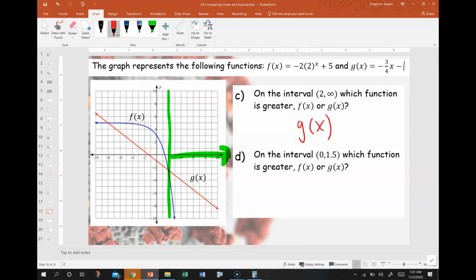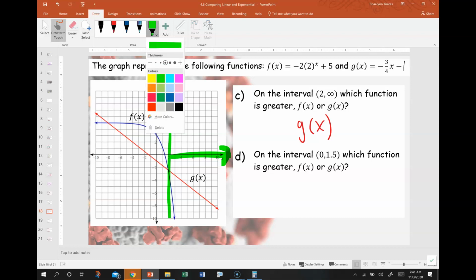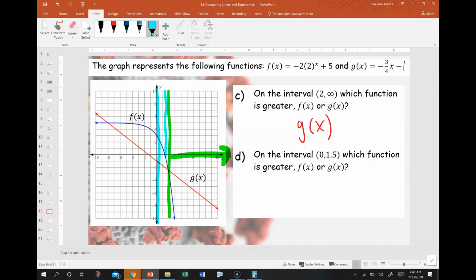Okay, and then it says on the interval from 0 to 1.5, which is greater. So let me switch highlighter colors here real quick. So from 0, that's here, to 1.5, that's right here. Which one's the taller line, the blue line or the red line? The blue line. So the blue line is f of x, and it's the exponential function.